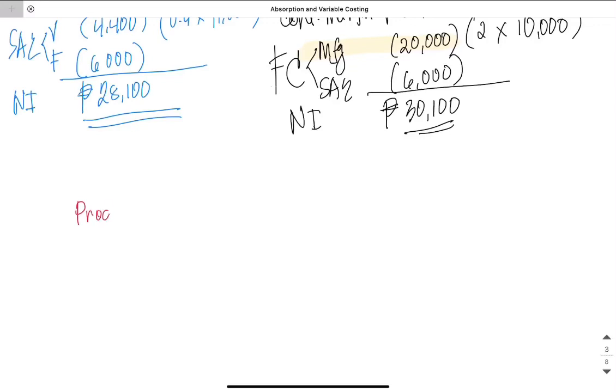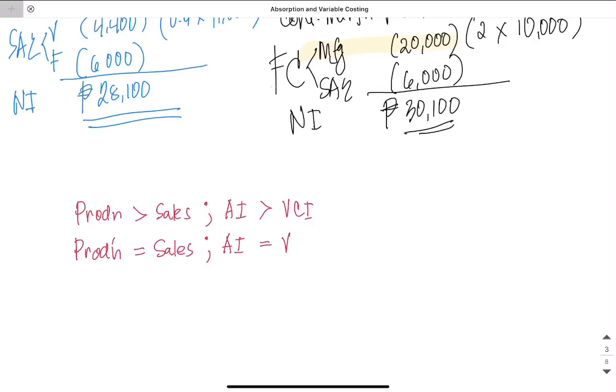So production, if it is greater than your sales, your absorption income is likewise greater than your variable costing income. If production is equal to your sales, then your absorption costing income is the same as your variable costing income. And lastly, if your production is less than your sales, then your absorption costing income is likewise less than your variable costing income.